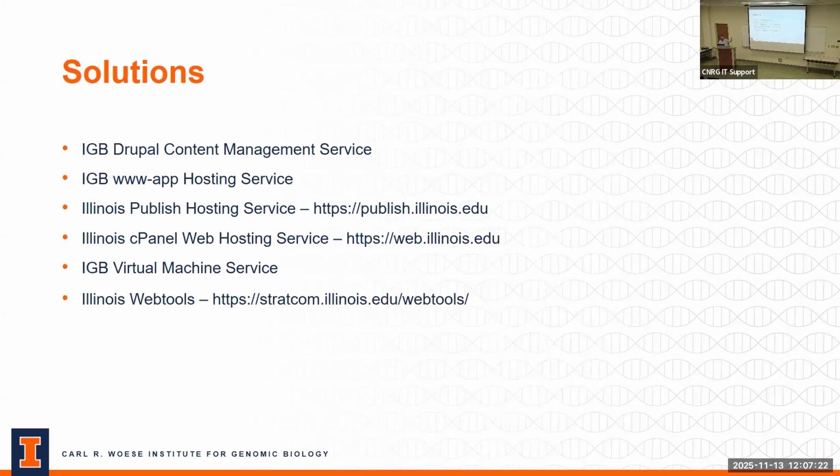There are a few different solutions that we recommend here at IGB in general. One is the IGB Drupal Content Management Service. This is the main IGB website. We also have our IGB Web App Hosting Service, which is a server that we have here. There's the Illinois Publish Hosting Service, the Illinois cPanel Web Hosting Service, the IGB Virtual Machine Service, and the Illinois Web Tools. I'll go through all these in a little bit more detail.